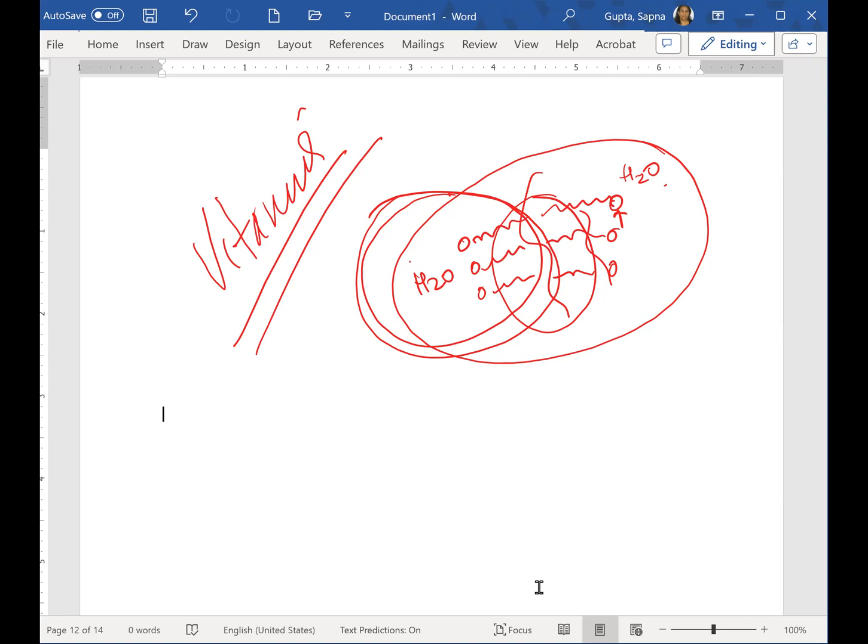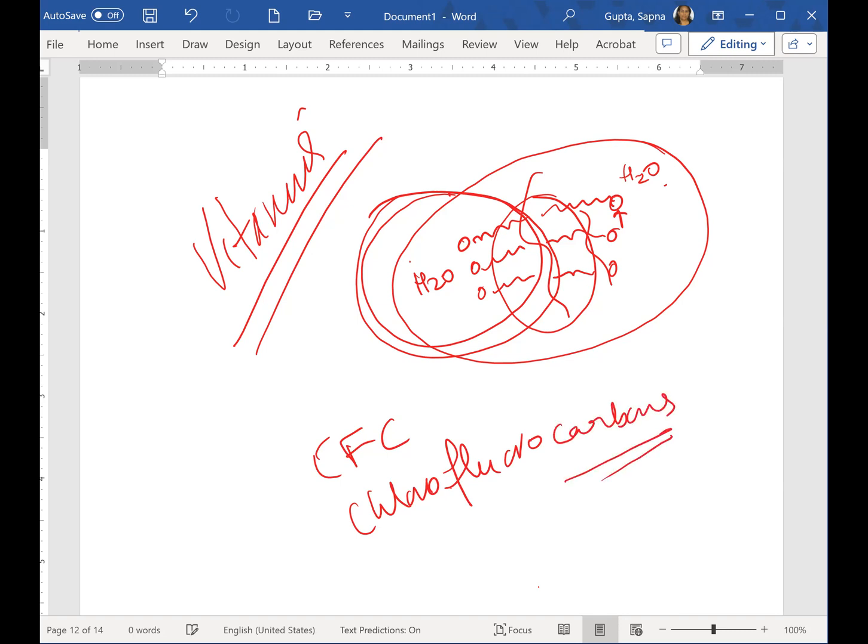The other places that radicals can form is also from what we call CFCs. And CFCs is chlorofluorocarbons, so that's exactly what they are. They're like, take methane and substitute the hydrogens with chlorine and fluorine. Chlorofluorocarbons have been used a lot in ACs. Okay, so AC and the fridge, so air conditioning, fridge, anything as a coolant. So all the coolants will have CFCs.